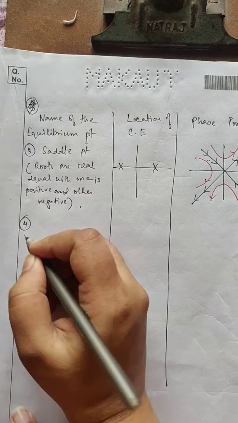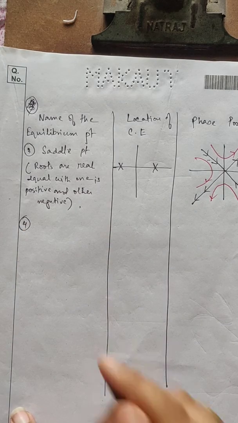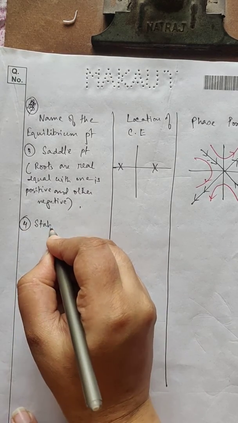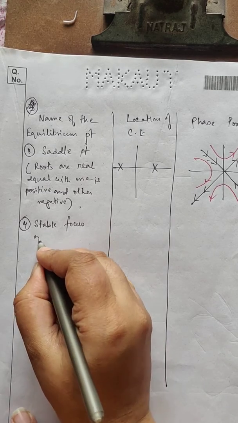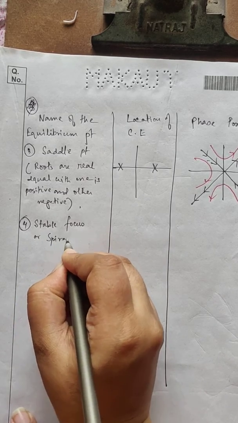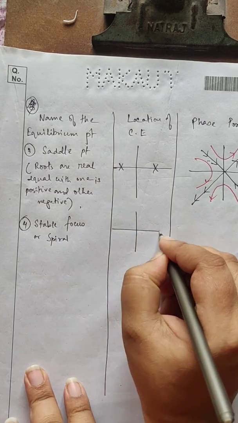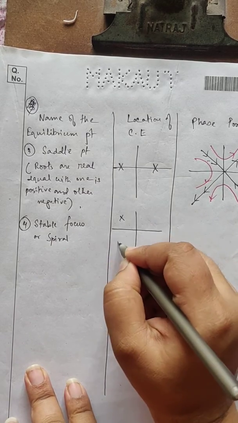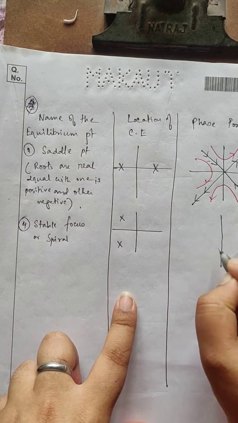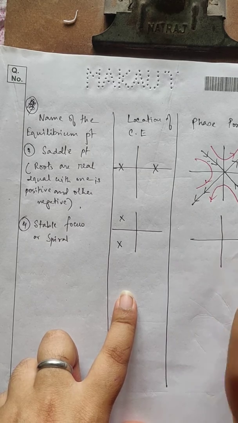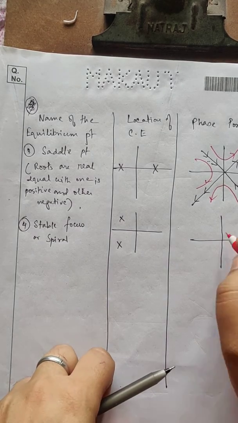Number 4 will be stable focus or spiral, which is having a complex conjugate location but with a negative real part. In that case, the phase portrait will look in this way.